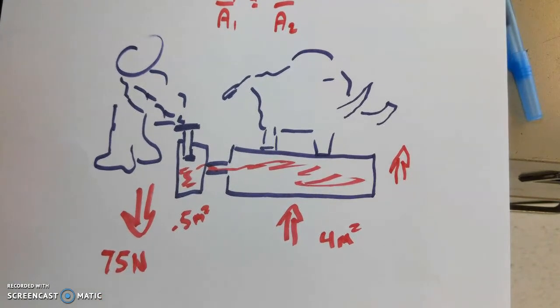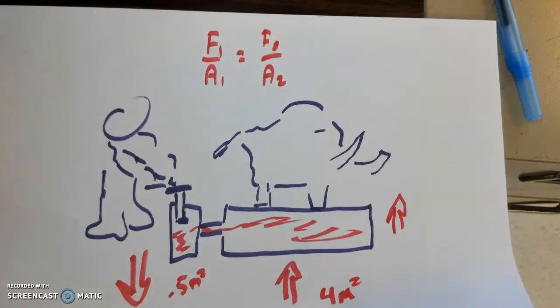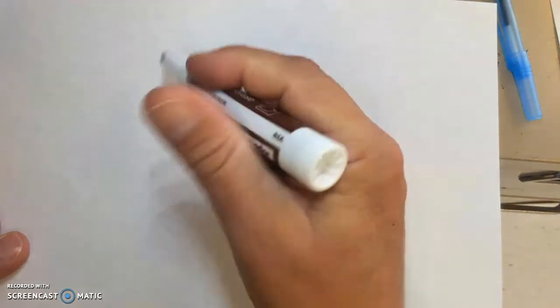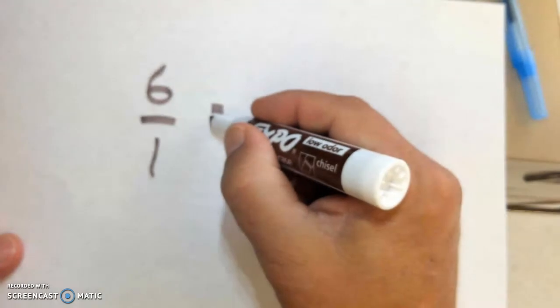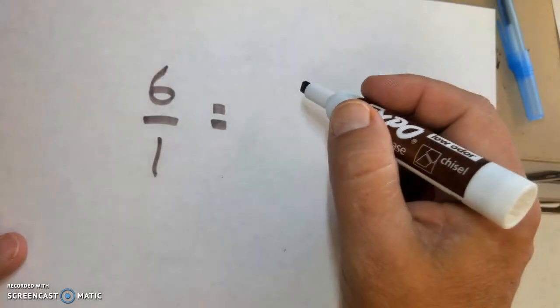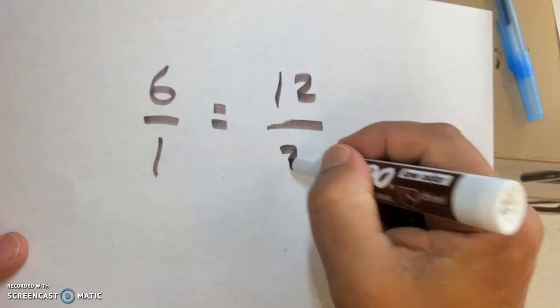Okay. 75 newtons push down on 0.5 meters squared of area. And that's a 4 meter squared area platform. How many newtons does he generate as he's lifting it? Okay. Remember, guys, here's the math we're doing. 6 over 1 equals, or excuse me, 6 over 1 equals 12 over something.